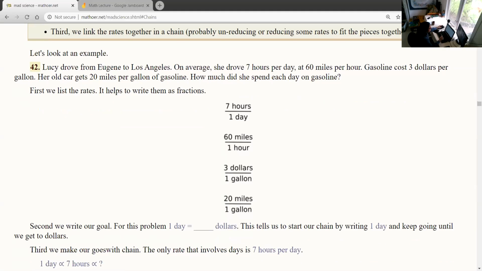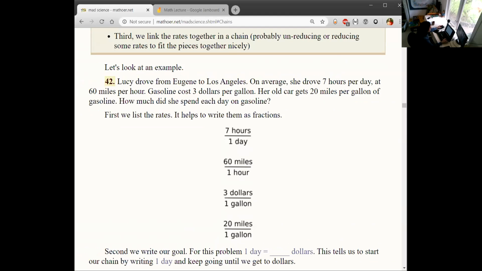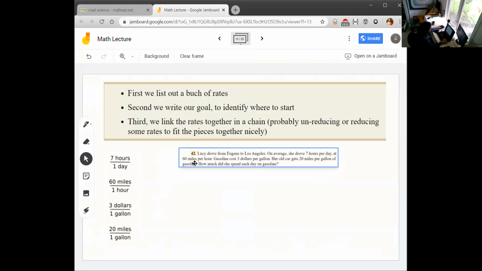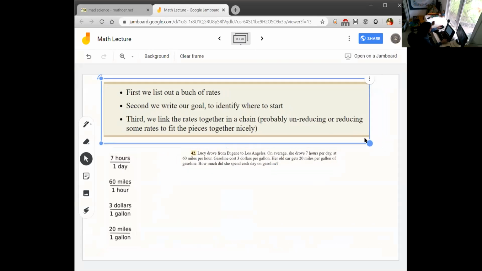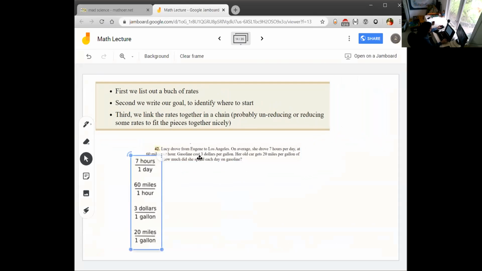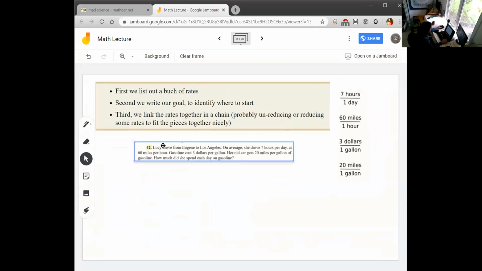Okay, oops, I forgot to grab the actual problem. That might be too big. Okay, shrink you a little bit. Let's cram those over there.